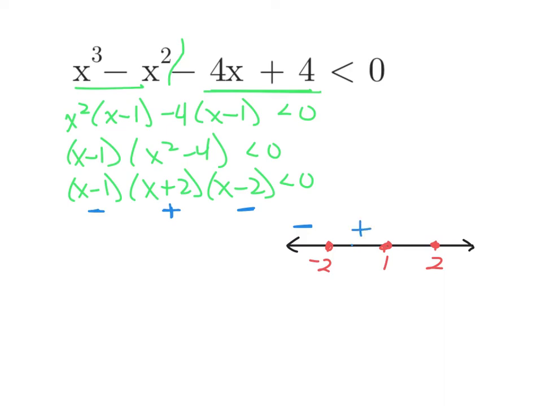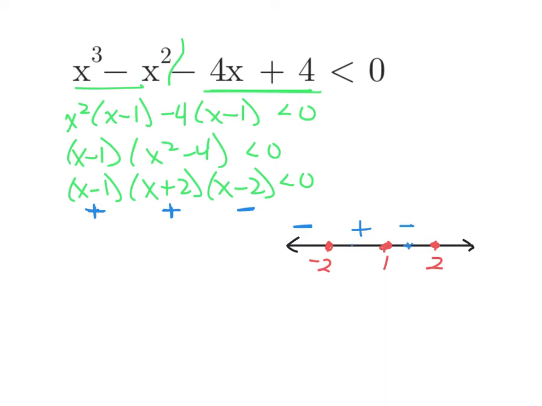In between 1 and 2, like 1 1/2. 1 1/2 minus 1 leaves us with a half. That's positive. 1 1/2 plus 2 is 3 1/2. That's positive. 1 1/2 minus 2 is -1/2. That's negative. Positive times negative is negative.